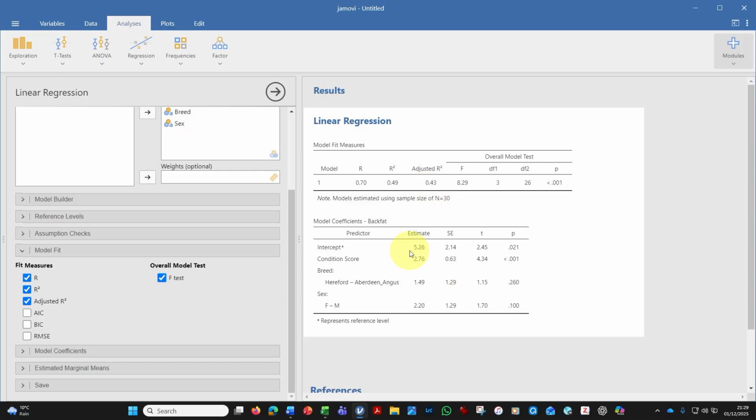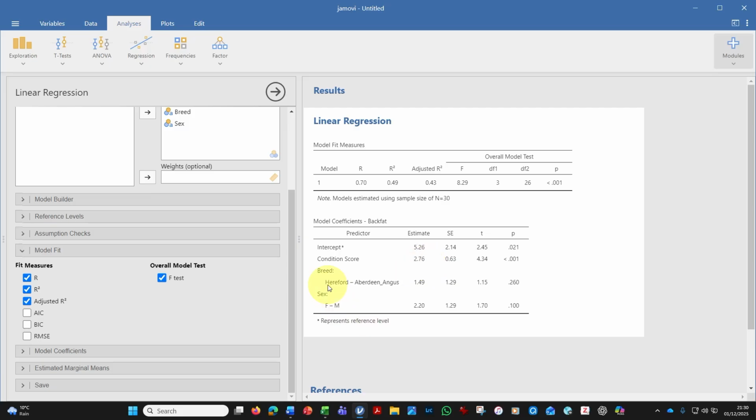Let's look at the actual values here. The intercept, this is a sort of combination of that blue and red line that we saw in Excel. So here the intercept is where the single line of this model cuts the axis. This is sometimes known as the constant. Condition score, for every condition score of 1, we add 2.76 to the predicted back fat measure.